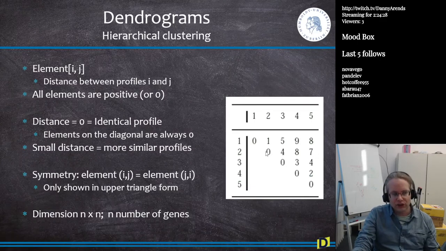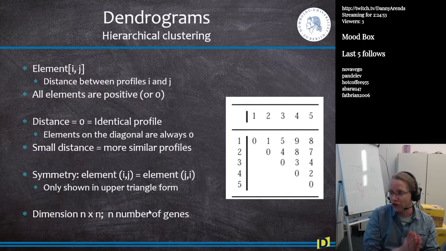Of course, these distance matrices are symmetrical because the distance from i to j is the same as the distance from j to i, right? So number one has a value of 1 to 2, and number 2 has a value of 2 to 1, right? So it's symmetrical. Of course, the dimension is n times n, and generally we take n being the number of genes because we want to generally know if genes are showing the same expression profile.